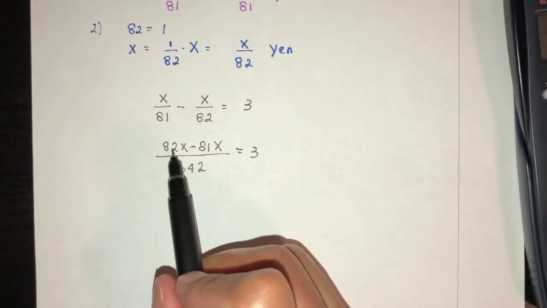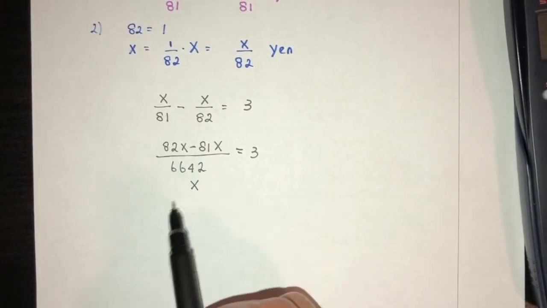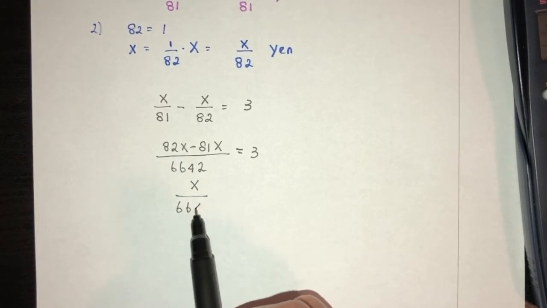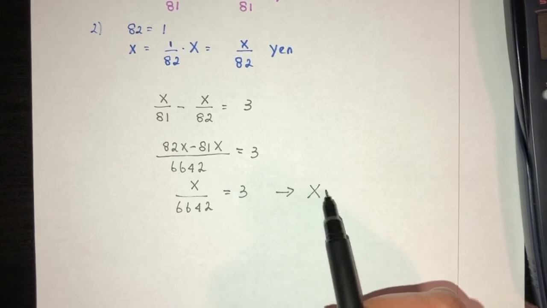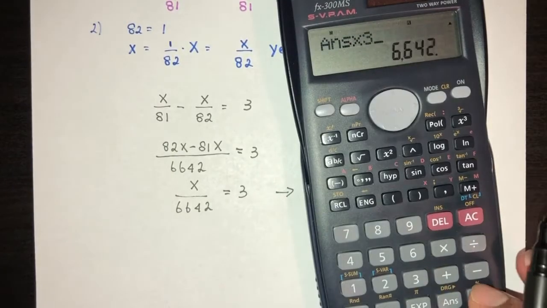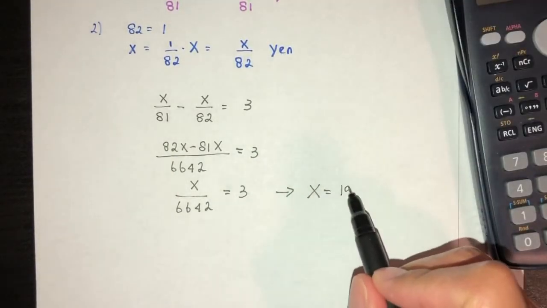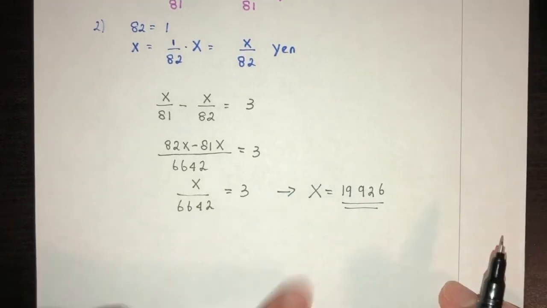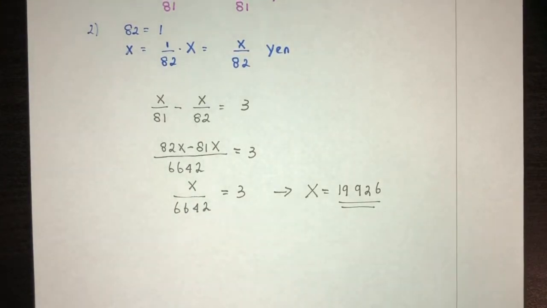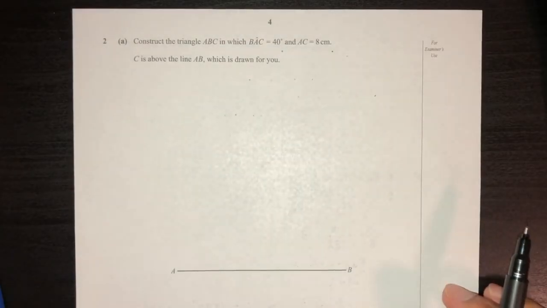So now we know 82 minus 81 is 1, which gives x over 6642 equals 3. So x is equal to 3 times 6642, which is 19,926. So the value for x will be 19,926. And that will be your question number 1. Okay, so now let's move on to question number 2.